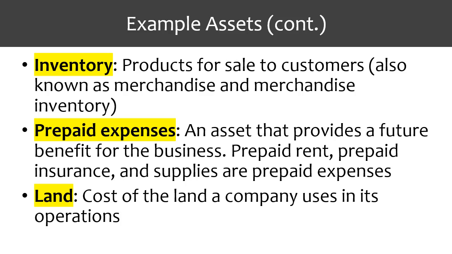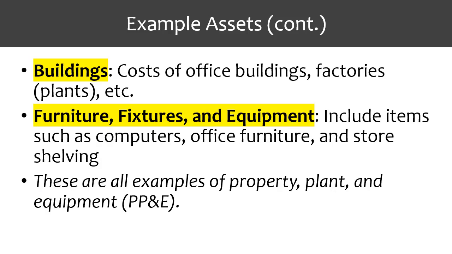Prepaid expenses are another category of assets. A prepaid expense is an asset that provides a future benefit for the business that it has already paid for. Prepaid rent, prepaid insurance, and supplies are all prepaid expenses. Land is another asset. Buildings are another asset. Buildings include costs of office buildings, factories, plants, and the like.